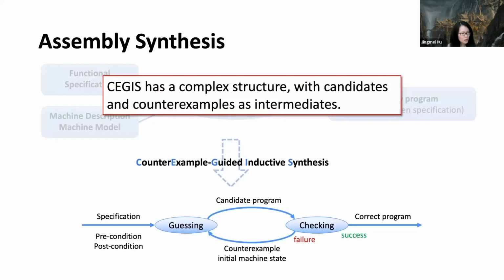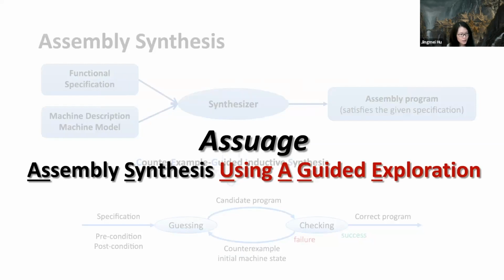The major concern when applying interactive synthesis to assembly programming is that the synthesis itself is really complicated. It has candidates, which we know are assembly programs, and it also has counterexamples, which are machine states. Those intermediate values increase the complexity and make it hard for the user to provide guidance to help the synthesis procedure. To address those challenges, we introduce Assuage, a novel interactive technique for CEGIS-based assembly synthesis. Assuage stands for assembly synthesis using a guided exploration.